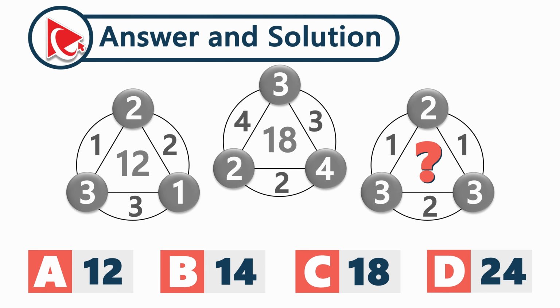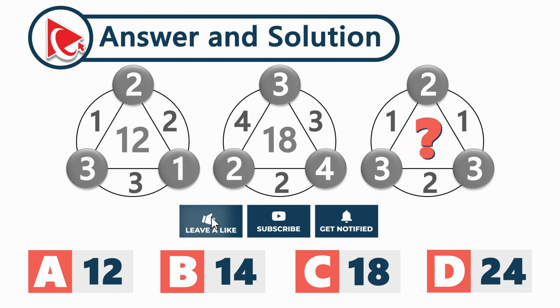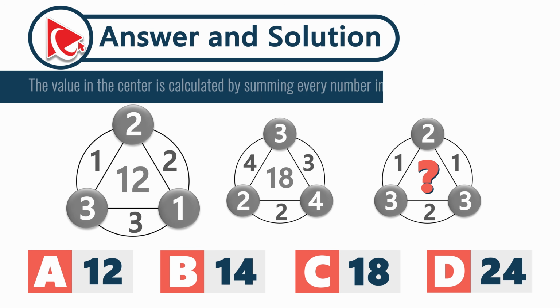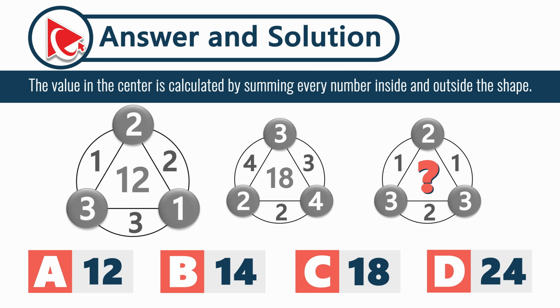The pattern here is simple, but it's hidden in plain sight for most people. But I'm pretty sure you're not one of them though. Take a close look at the first shape. The value in the center is calculated by summing every number inside and outside the shape.